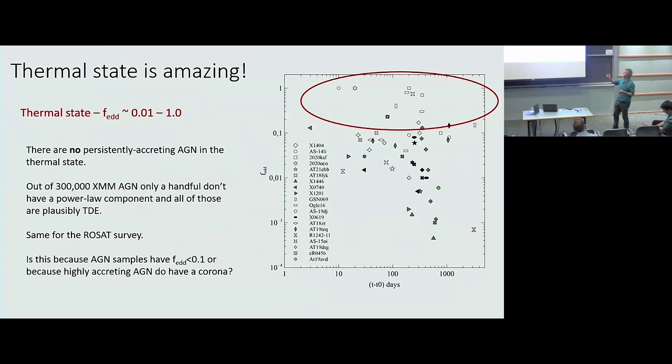Okay, so quickly, the thermal state is amazing. I don't think we appreciate how incredible this is, because as far as I know, there are no AGNs which are persistently accreting which are in the thermal state. They've all got hard coronas. You may tell me I'm wrong, I don't know, but as far as I know, out of 300,000 XMM AGN, there are 5 or 6 which are thermal and not obviously TDEs, and quite probably they're TDEs as well.